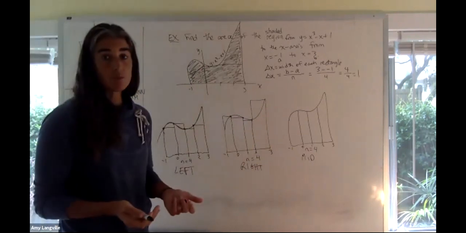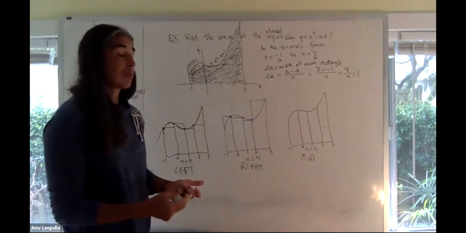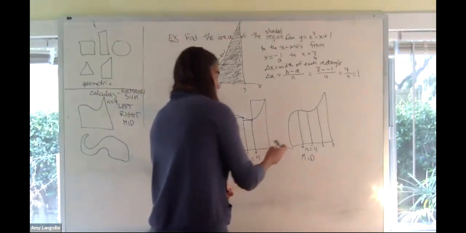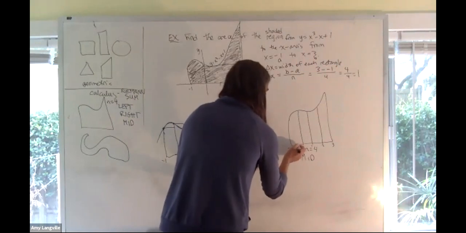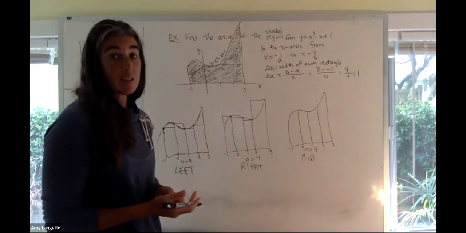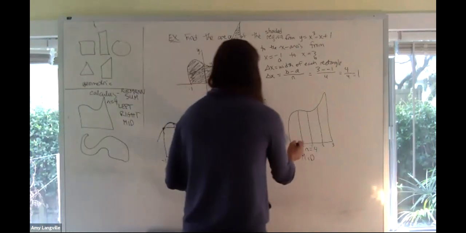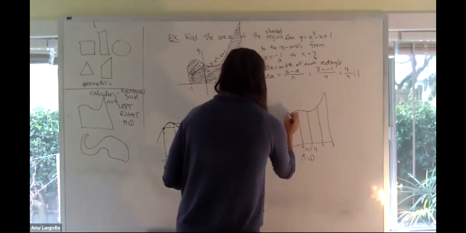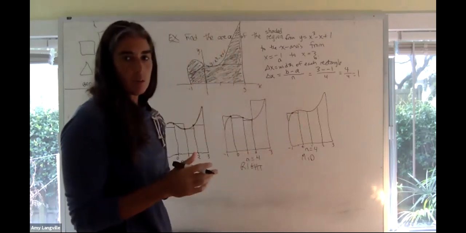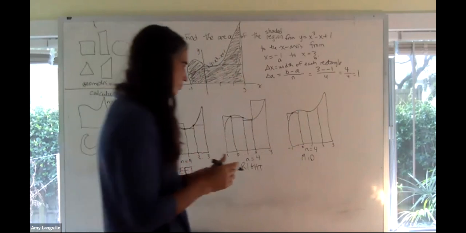So what do you think happens for the mid? Rather than using a left or a right endpoint, you're going to use a mid endpoint. So the midpoint would be right here. Between -1 and 0, the midpoint's at -1/2. I would go up to the function there. That becomes the height. So the midpoint of every interval becomes your height.